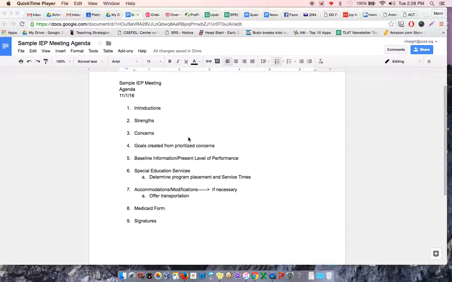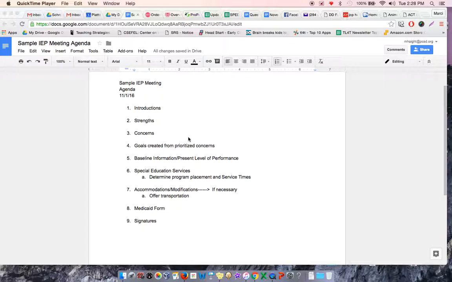So once all the goals have been done and once the baseline information / PLEP has been done, then we move on to page 6, which is special education services. We talk about the program placement, where the student will receive the services: in the regular preschool classroom for most of the time that they're in there. And then we talk about service time. So we figure out a resource amount of time, and we figure out a speech amount of time. And if the student receives any other services, then that would be the time that we discuss those service times as well.